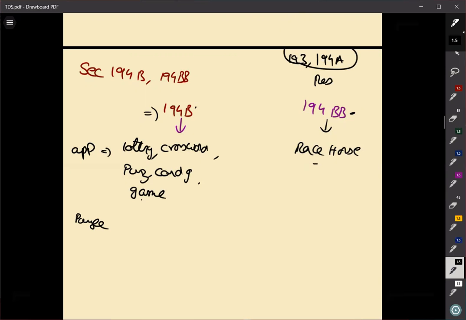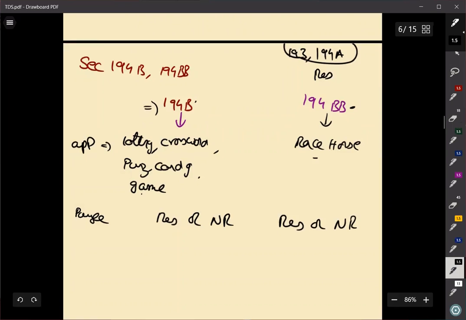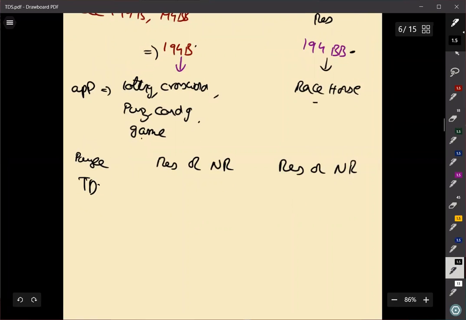But for section 194B and BB, both the cases, the act clearly says the payee can be resident or the payee can be non-resident. And what is the TDS? The rate of TDS is nothing but 30%. You are winning 1 lakh in Kaun Banega Karodpati. So ultimately what will happen on the 1 lakh? 30% will be deducted as a TDS. You will be getting 70,000 and 30,000 will be paid to the government in the form of TDS.